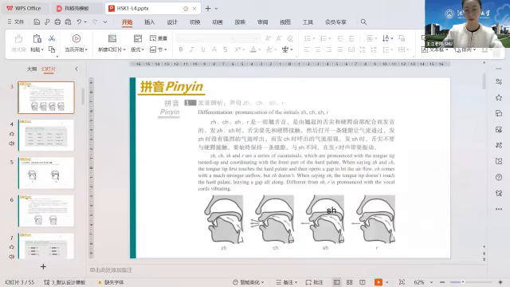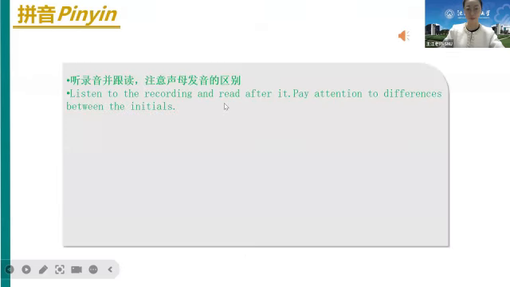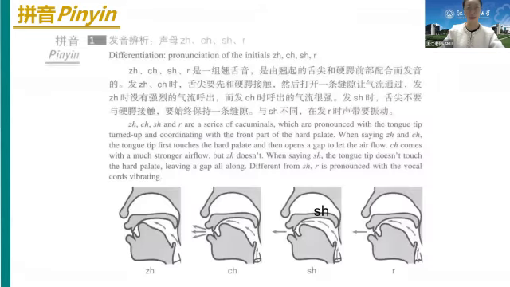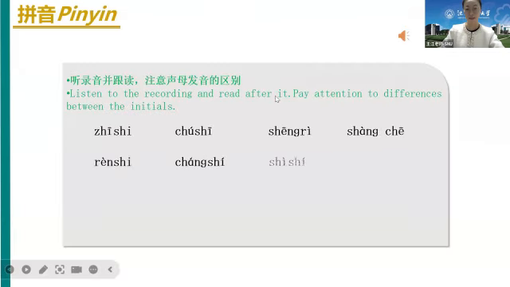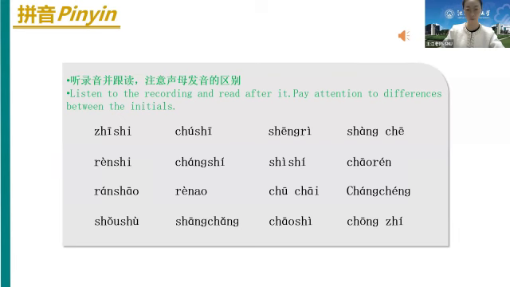Okay, so let's continue the lecture. Yesterday we reviewed these initials and some finals and did some exercises. So please, let's listen to the recording. You can read after the recording and pay attention to the differences between the initials.